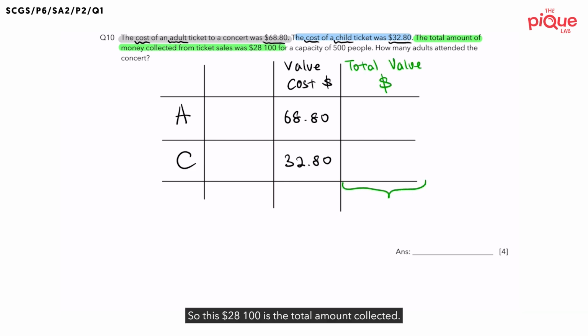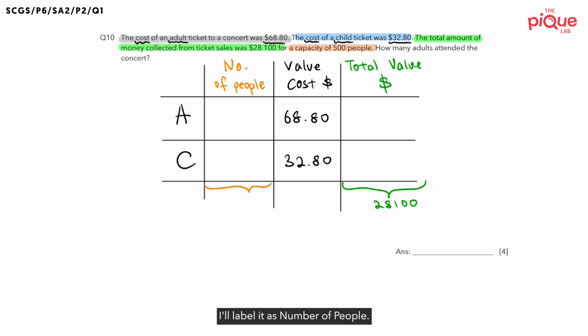So this $28,100 is the total amount collected. And the remaining of the sentence tells us that this $28,100 collected is for the capacity of 500 people. We can put this under our second column, known as number, or for better understanding, I'll label it as number of people. Let's take a few seconds to analyze the information that we have.